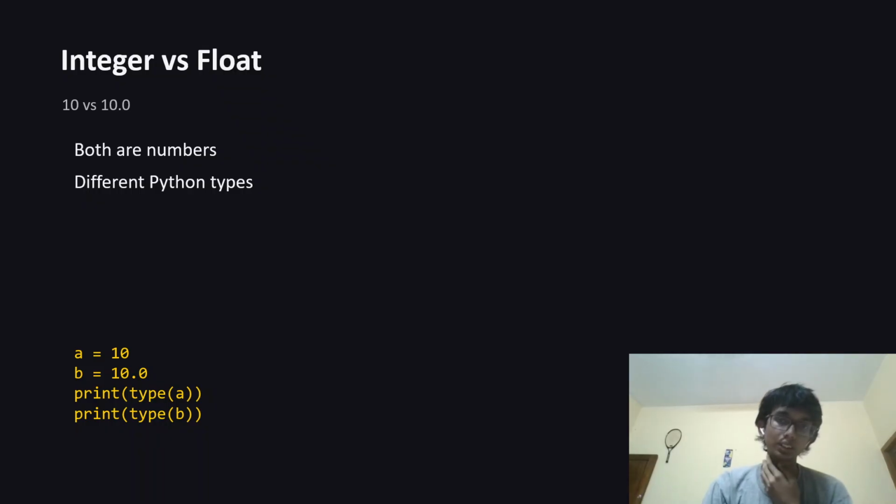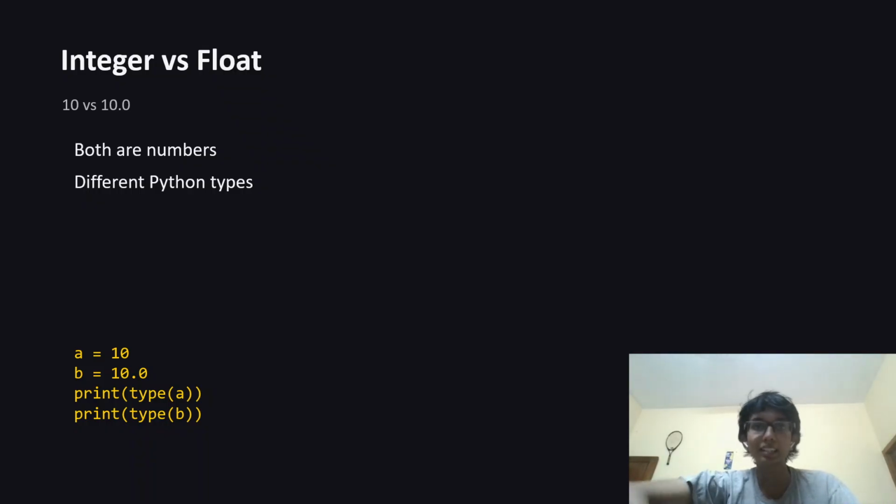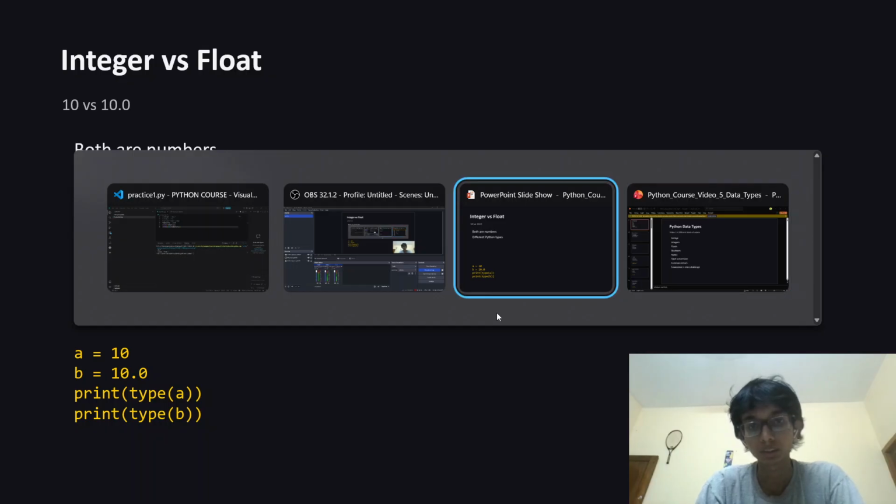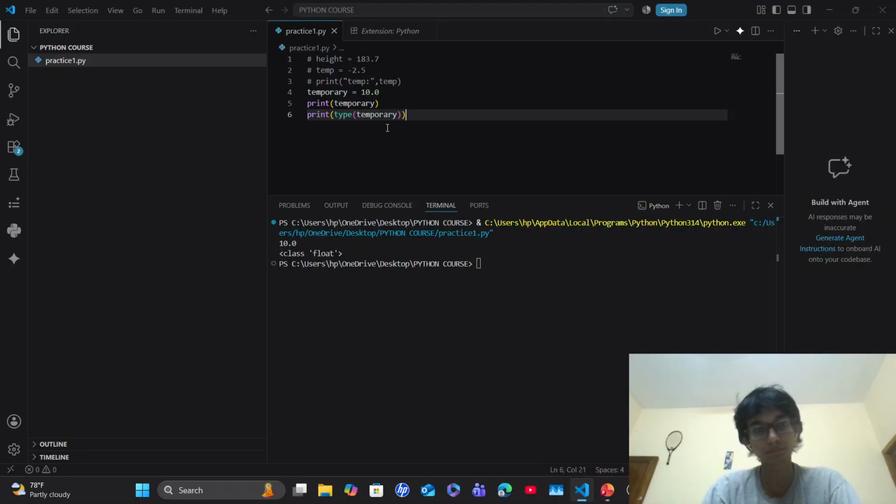Integer versus float, just like how we did integer versus string. We are gonna do integer versus float. 10 and 10.0, even though they are essentially the same numbers, both are being treated differently by Python because, as I said, one is taken as an integer and the other is taken as a float because it has a decimal point, a point zero.